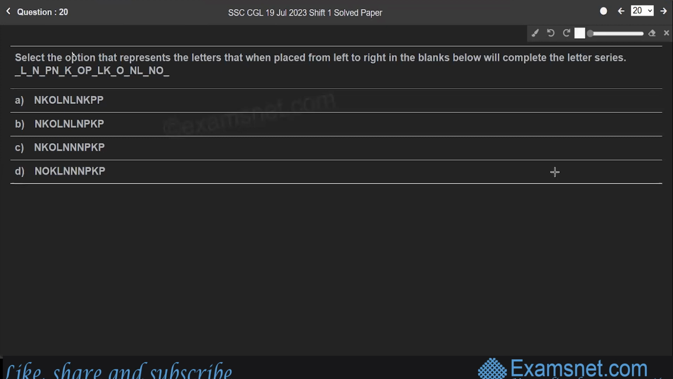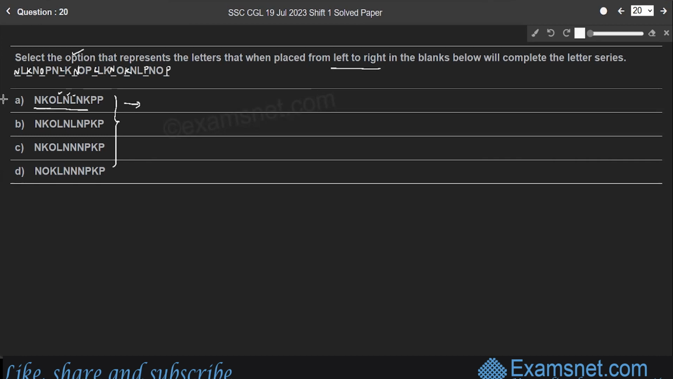Question 20. Select the option that represents the letters that, when placed from left to right in the blanks below, will complete the letter series. Here 4 options are given, students. Let us try the first option. Fill the blanks with the letters according to the first option: the first blank with N, next with K, next with O, then L, N, again L and N, next K, P and P. Let us check whether this series follows a certain pattern or not.